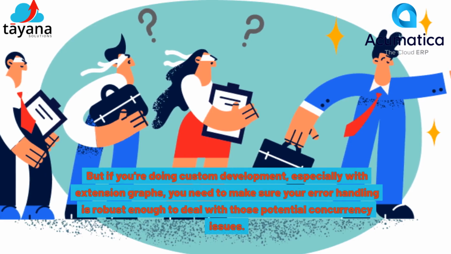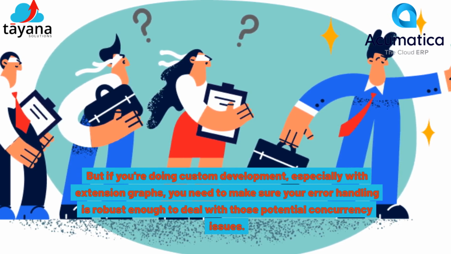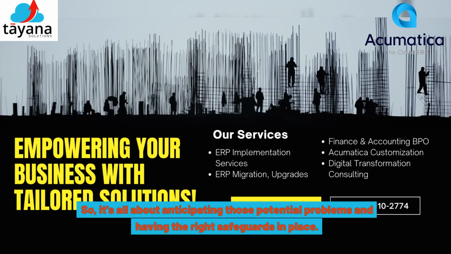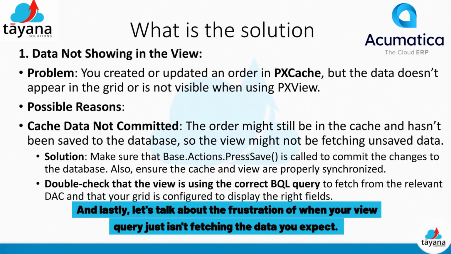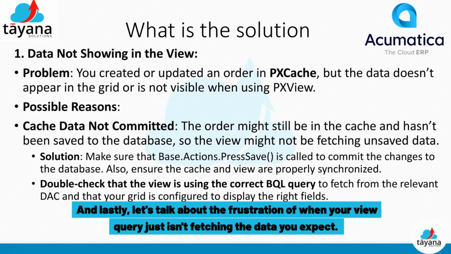But if you're doing custom development, especially with extension graphs, you need to make sure your error handling is robust enough to deal with those potential concurrency issues. So it's all about anticipating those potential problems and having the right safeguards in place. Exactly. And lastly, let's talk about the frustration of when your view query just isn't fetching the data you expect.